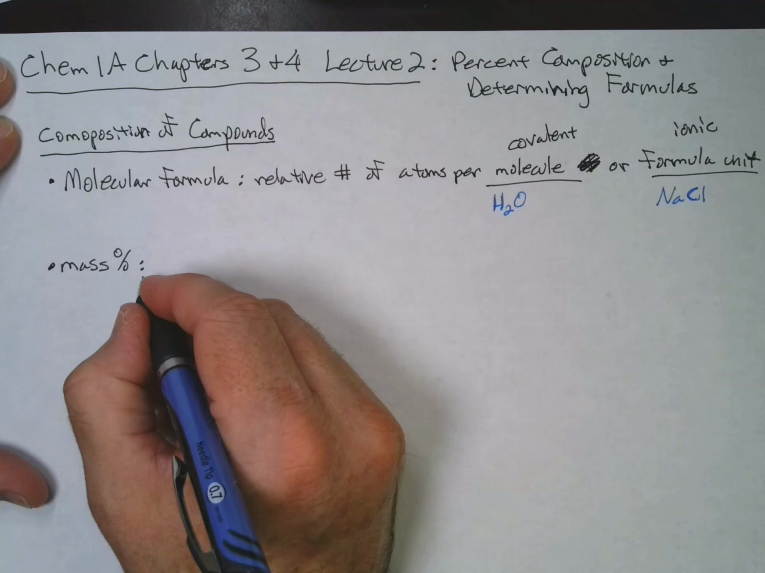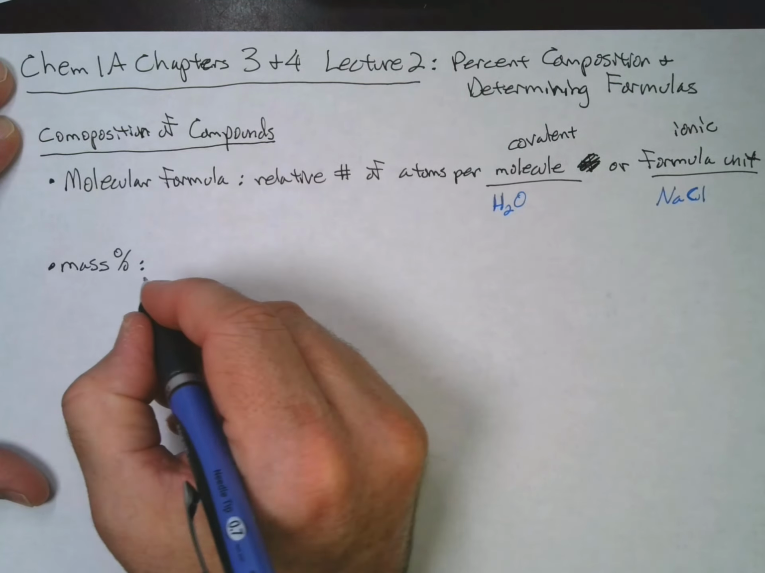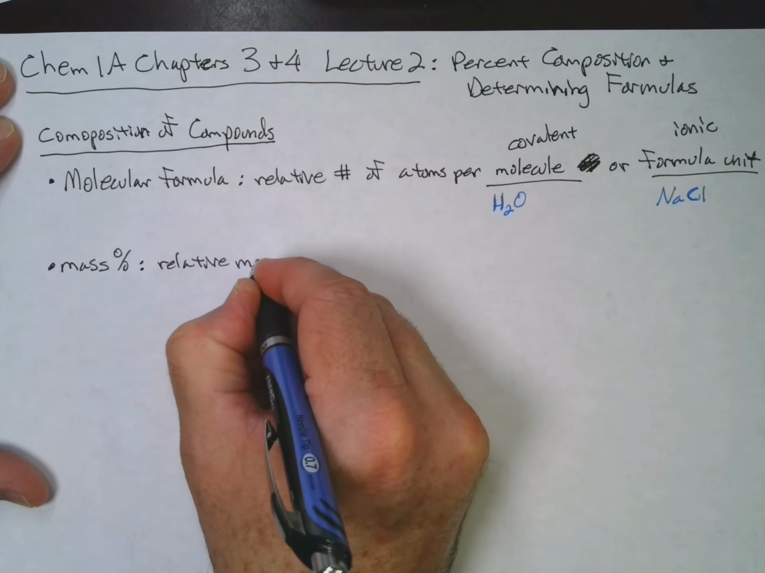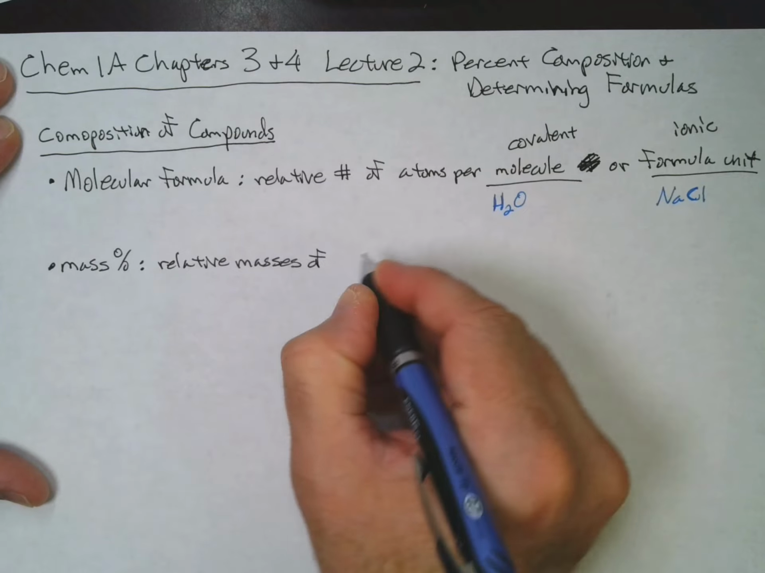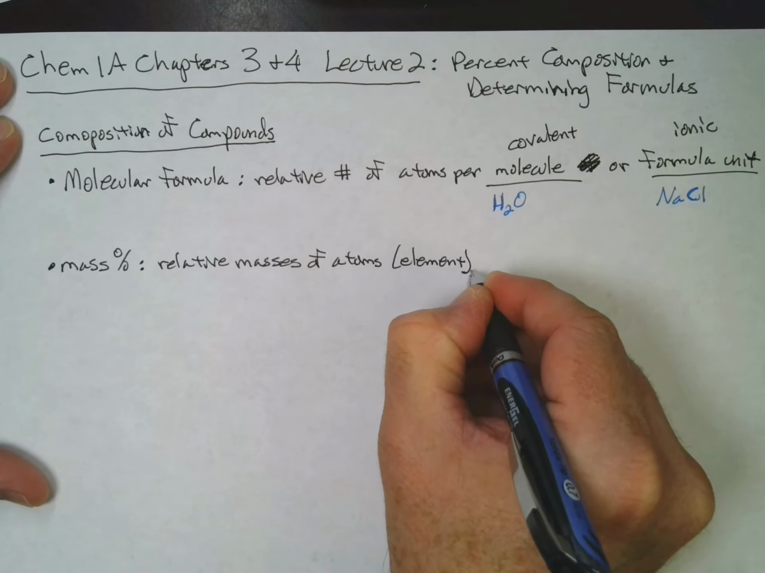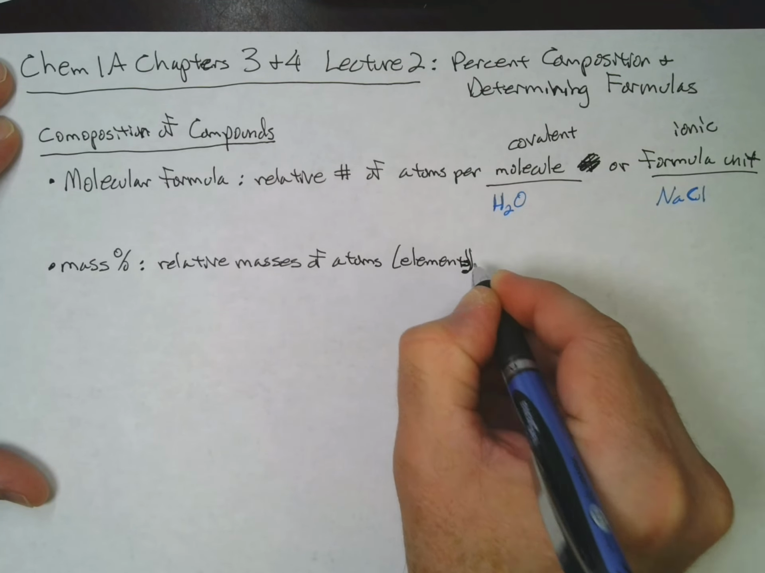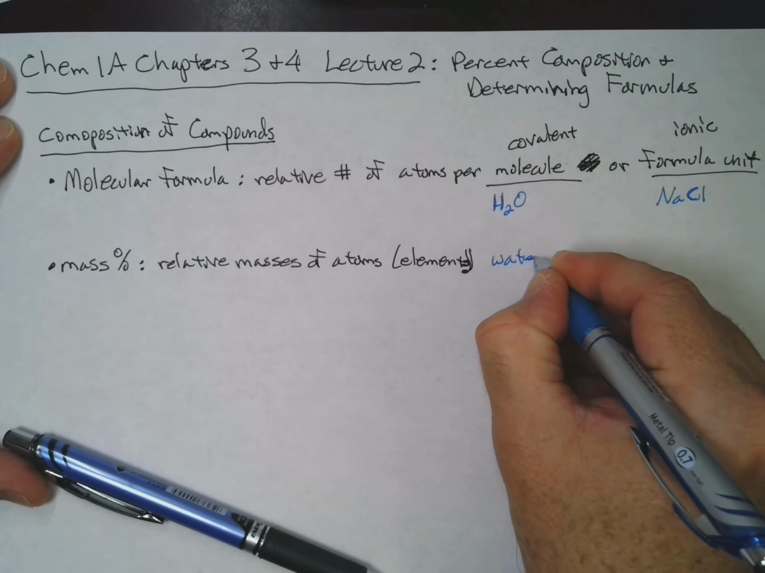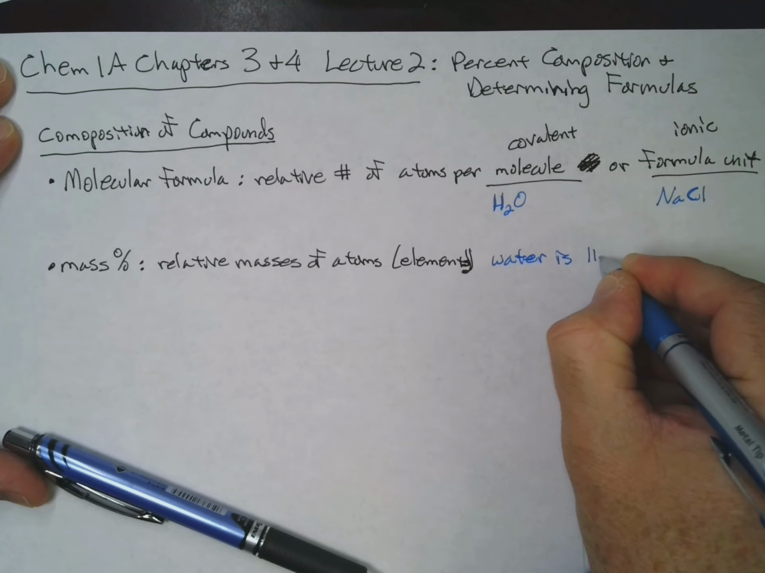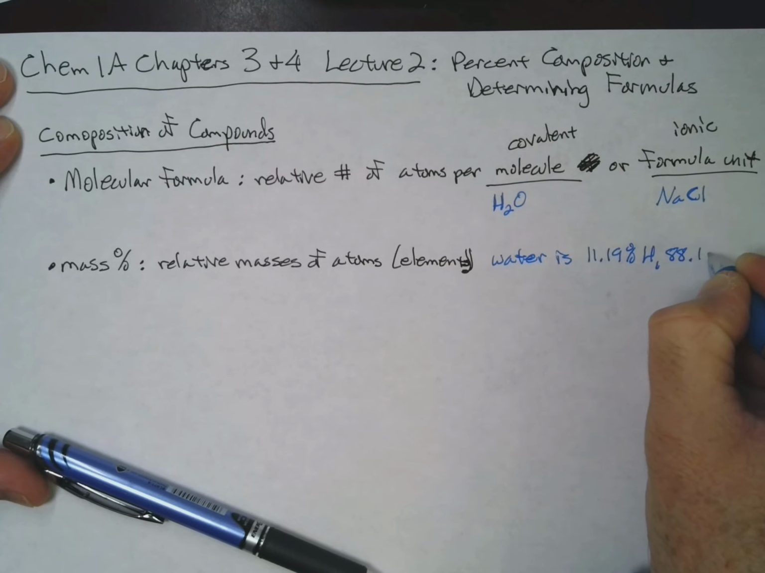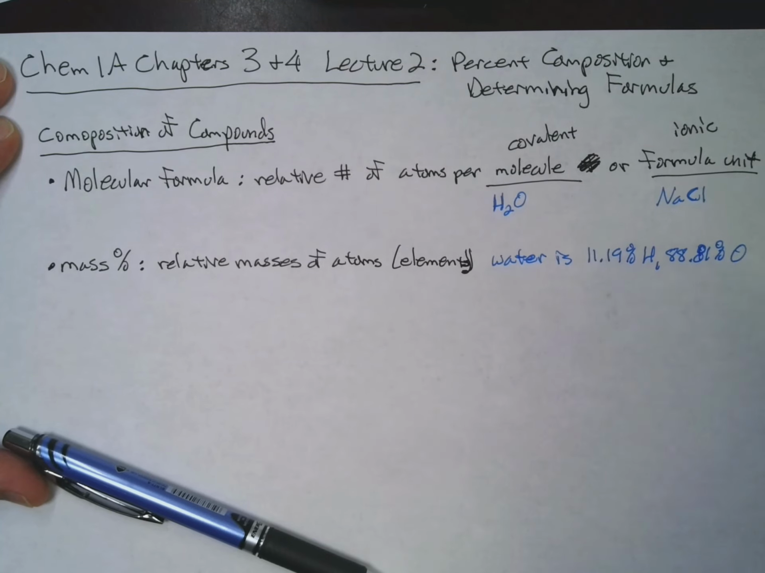And mass percent, instead of being relative numbers of atoms, it's the relative masses of elements. And so an example would be water is 11.19% hydrogen and 88.81% oxygen.